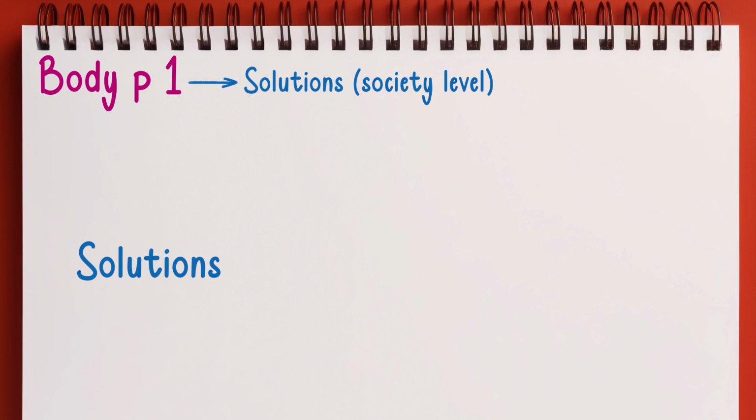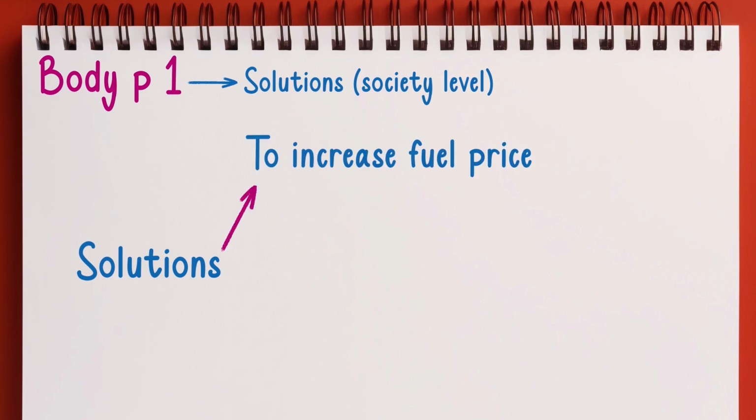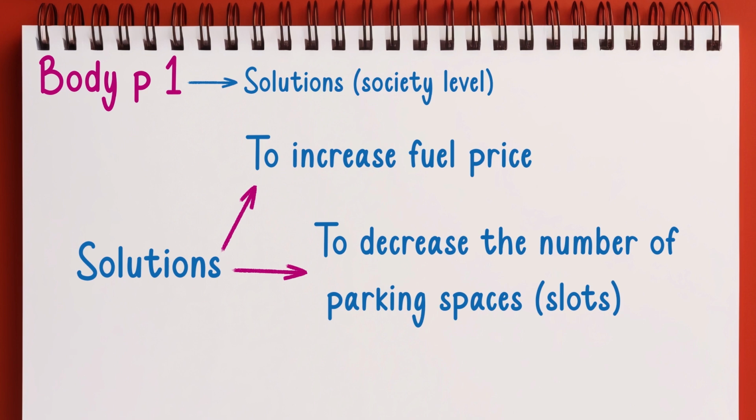All right. When talking about social reforms, what are some solutions as related to society? What can society do in order to reduce the number of cars? Now, let's talk about some solutions. The main solution is to increase fuel prices, right? So this is one way that the society can do in order to reduce the number of cars on the streets, all right, on roads. What is another way, another method? Another method is to decrease the number of parking spaces or parking slots. So in this way, people will be encouraged to use public transportation, right?